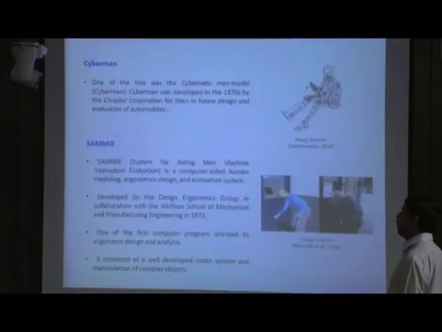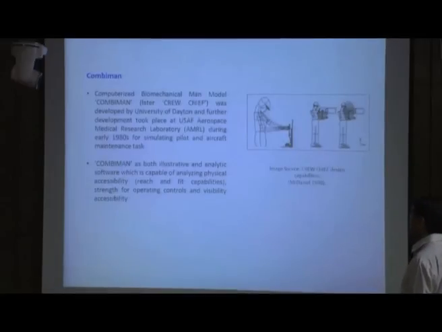So after Boeman, Cyberman and SAMMIE, so many other software also came on the market. One software is CombiMan, the computerized biomechanical man model, later known as CrewChief. It was developed by the University of Dayton, and further development took place in the US Air Force Aerospace Medical Research Laboratory, AMRL, during the early 1980s for simulating pilot and aircraft maintenance tasks. So in the 1980s CombiMan software came. CombiMan is both illustrative and analytic software, capable of analyzing physical accessibility, reach and fit capabilities, strength for operating controls, visibility, accessibility, etc.